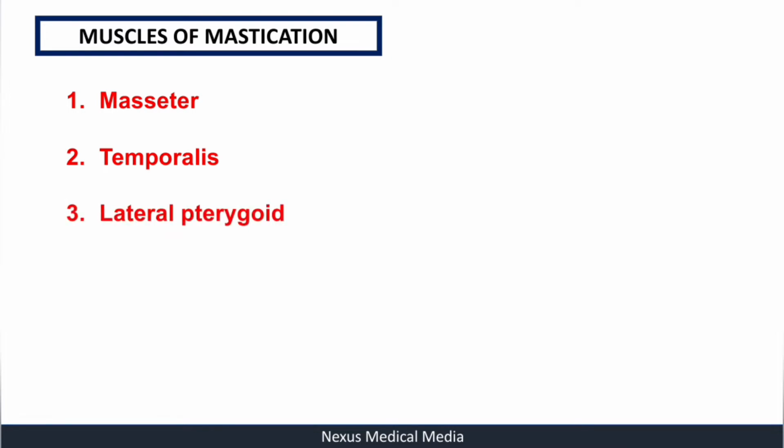In this video, we are going to talk about the muscles of mastication. There are 4 muscles of mastication. Another name for mastication is chewing. The muscles include the masseter, temporalis, lateral pterygoid, and the medial pterygoid.